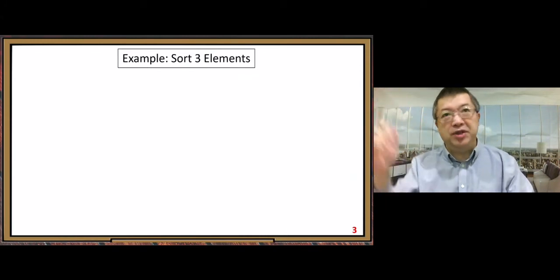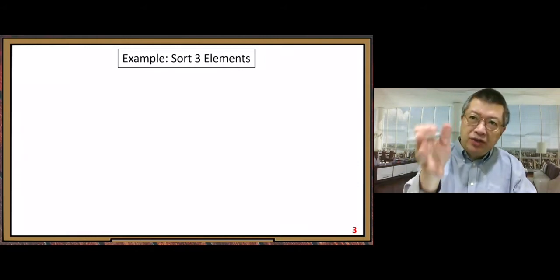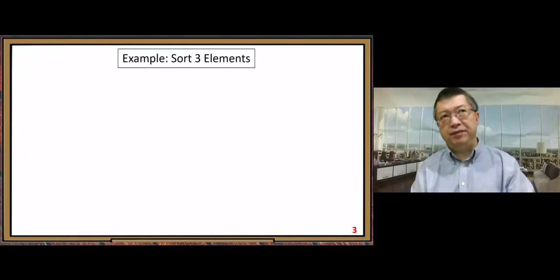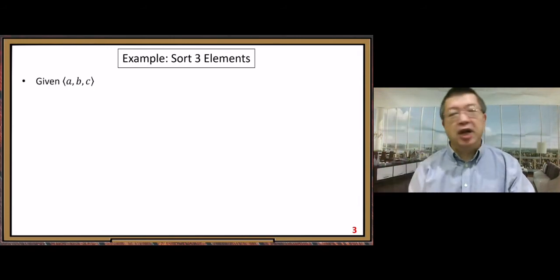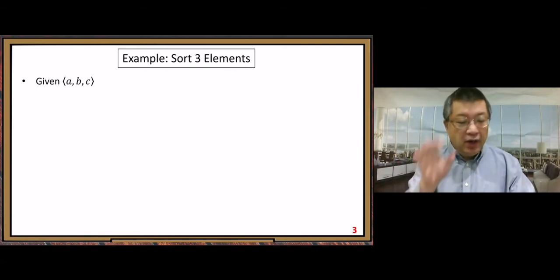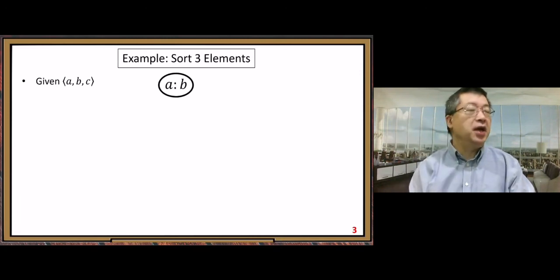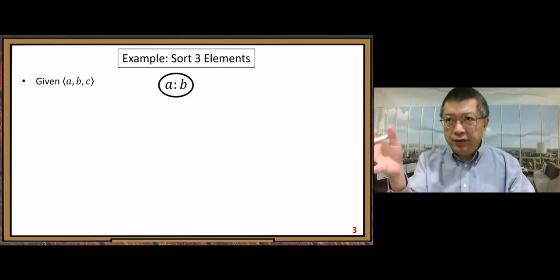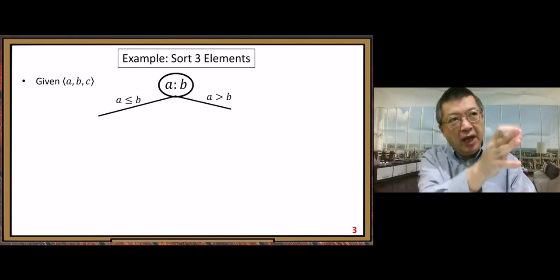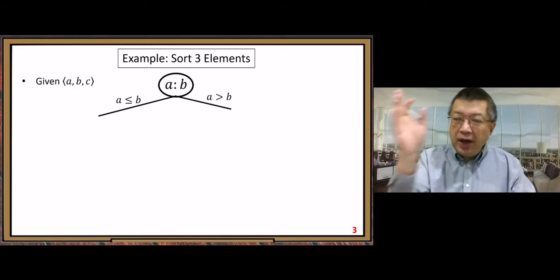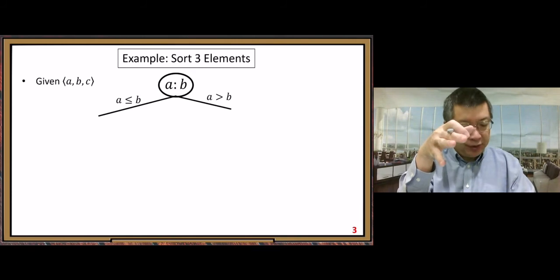Sort 3 elements. It's a simple example, but we want to see how to draw a decision tree for this algorithm. When we start, we have 3 elements, A, B, C. First, at the root of the decision tree, we compare A and B. So A colon B, that is our root node. Then 2 possibilities, A less than or equal to B and A greater than B. So we have 2 branches from the root.